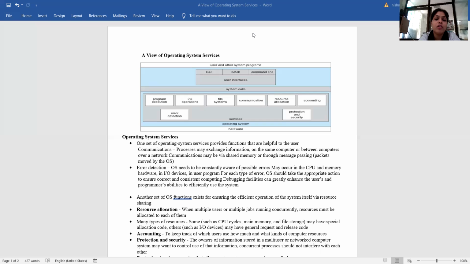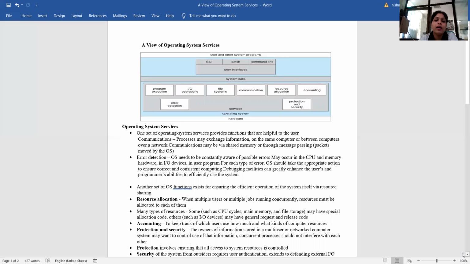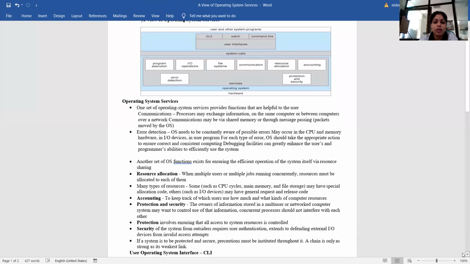The third one is another set of operating system functions that exist for ensuring the efficient operation of the system itself by resource sharing. What is resource allocation? Resource allocation means when multiple users or multiple jobs are running concurrently, resources must be allocated to each of them. Many types of resources like CPU cycles, main memory, and file storage may have special allocation code, while input output devices may have general request and release code. What is accounting? To keep track of each user, how much and what kind of computer resources they use.